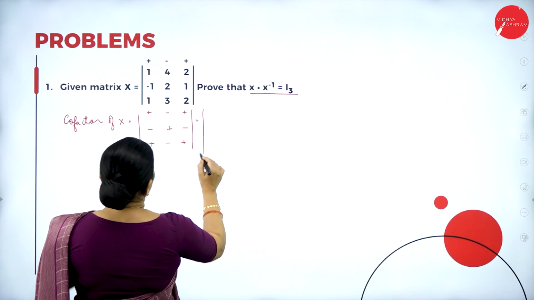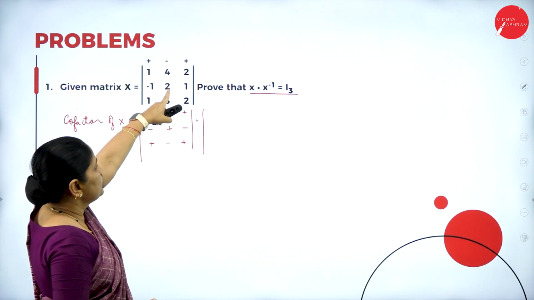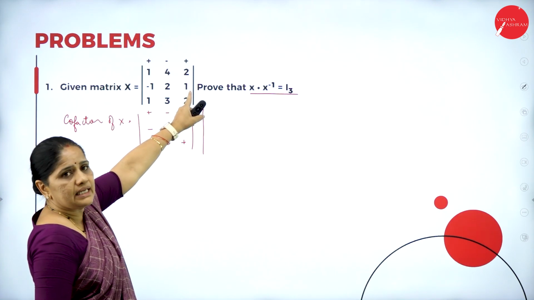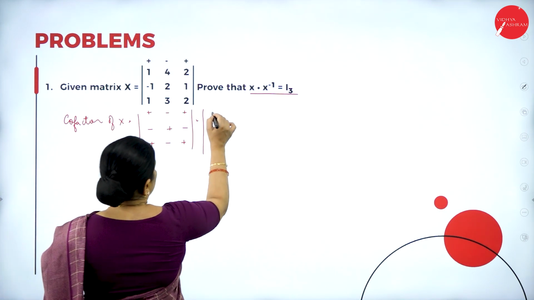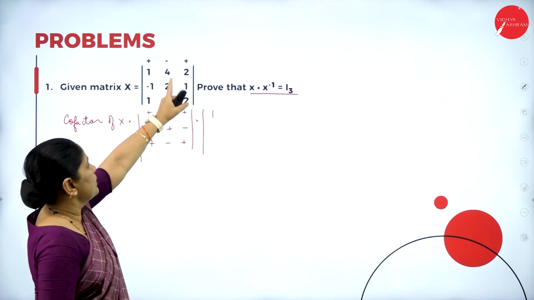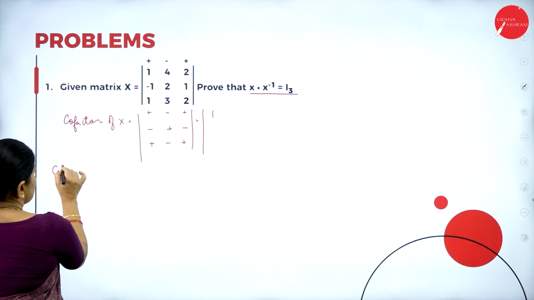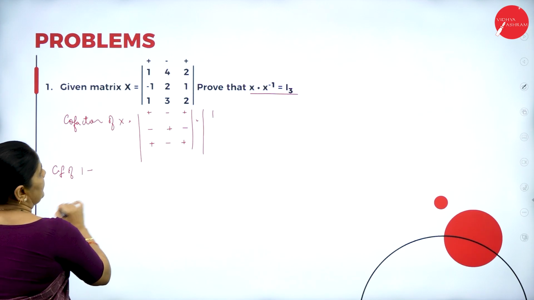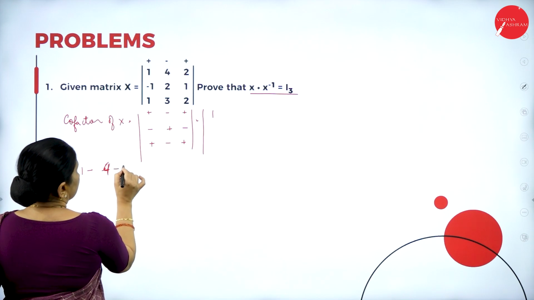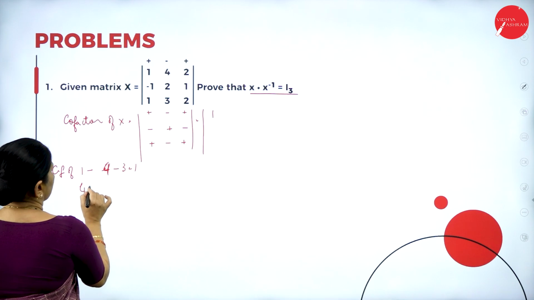Now, I will write the cofactor of 1. So, for the cofactor of 1, 2 into 2 minus 3. 2 into 2 is 4. 4 minus 3 is 1. So, I write it as 1. Next, the cofactor of 4. CF of 1 equals 2 into 2, 4 minus 3 equals 1.